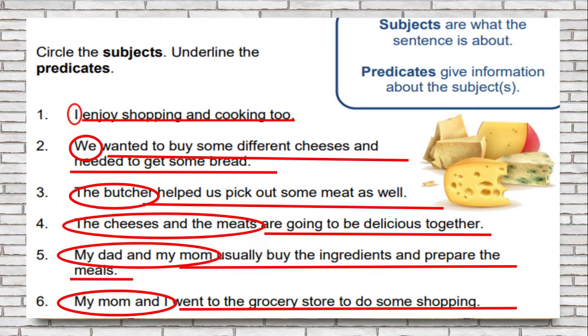My dad and my mom usually buy the ingredients and prepare the meals. My dad and my mom are the subjects, usually buy the ingredients and prepare the meals is the predicate. My mom and I went to the grocery store to do some shopping. My mom and I is the subject, went to the grocery store to do some shopping is the predicate.